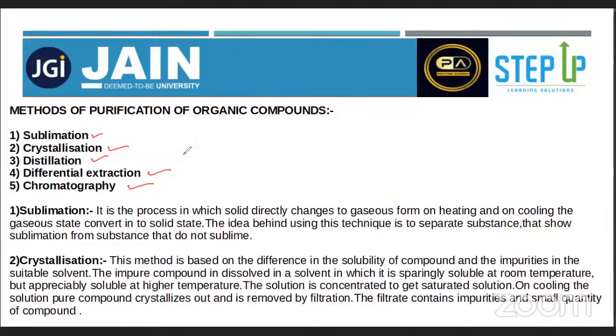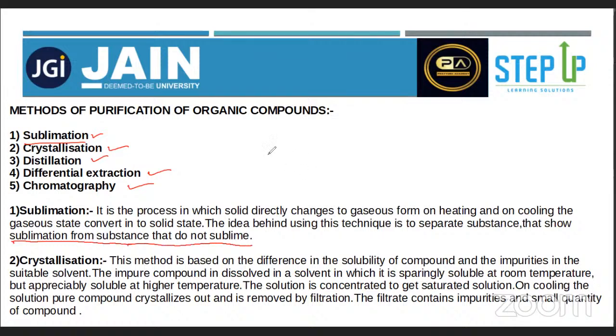Sublimation is basically when you're trying to convert something from solid to gas, and that is known as sublimation. Sublimation will happen for things that can be converted directly from solid to gas. So it's a process in which a solid directly changes to gaseous form on heating, and on cooling, the gaseous state converts back into solid state. The idea behind using this technique is to separate a substance that shows sublimation from a substance that does not sublime.